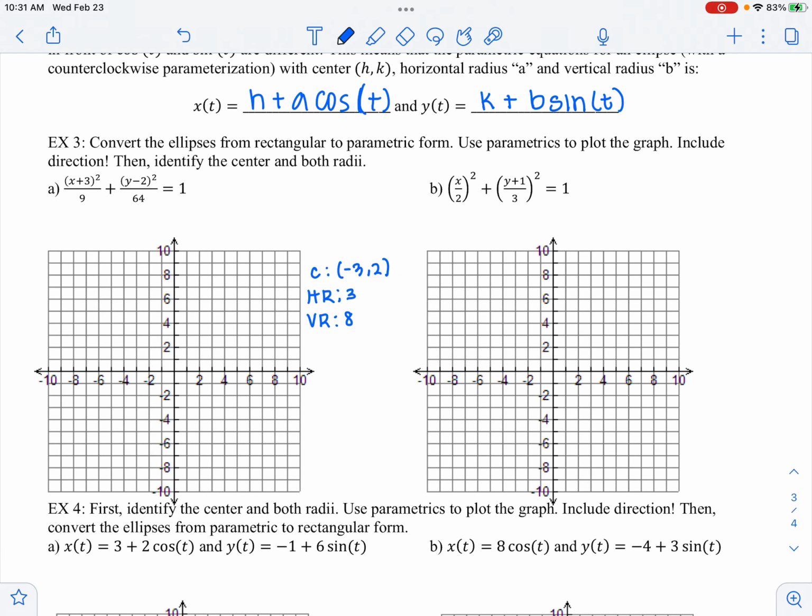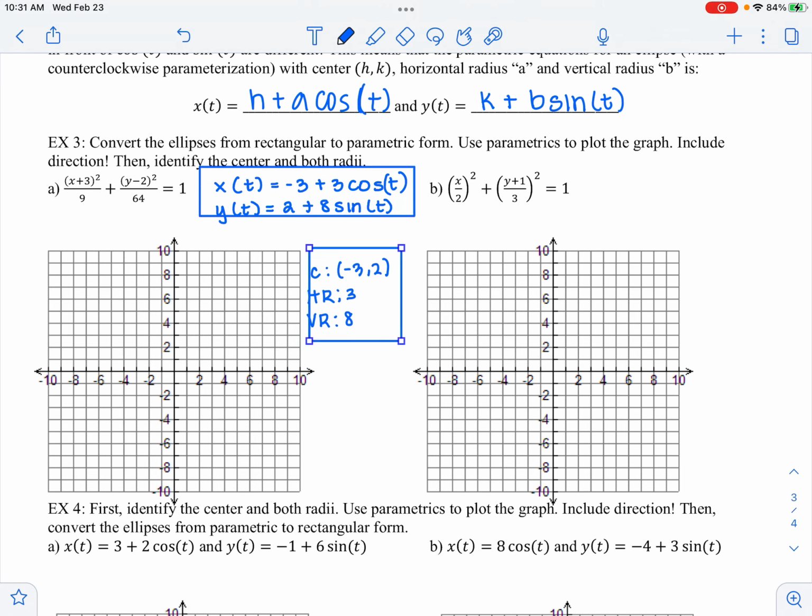Okay, so I can graph this now, or I can write my parametric equations. I'm going to do that. x of t equals, I need h, which is negative 3, plus 3 cosine of t. So this is always going to be a squared. This is always going to be b squared because we're going to say that a is the horizontal radius and b is the vertical radius. So we have y of t equals 2 plus 8 sine of t. So there are my two parametric equations. Here's my important information.